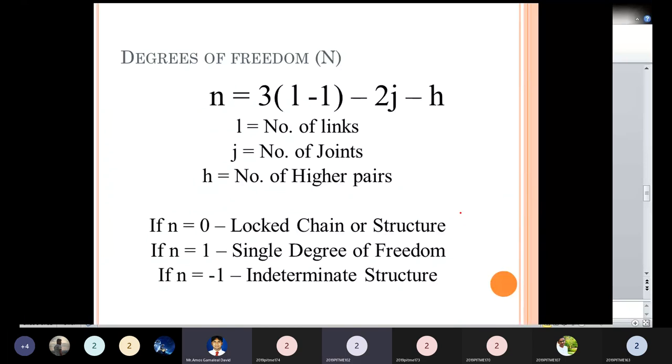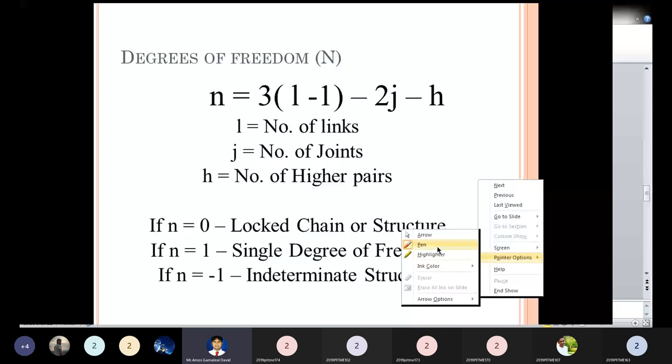Number of links, number of joints, number of loops. No, not that. We are not dealing with that. Any other answers? 3 is one answer. Any other number? Come on, participate. I'm asking a question and all are quiet. Give me an answer. I'm going to explain how many degrees of freedom there are.